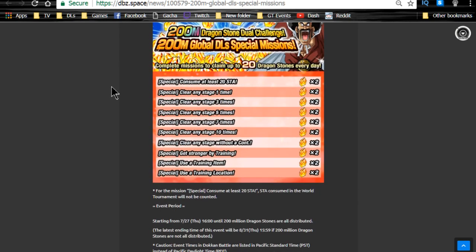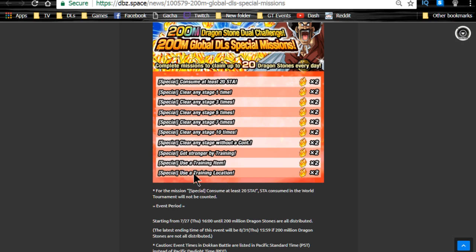Number 2, we have the 200 million Dragonstone Dual Challenge Special Mission Rewards. So these special mission rewards are completely separate from the daily ones I just went over. Consume at least 20 stamina, clear 10 stages, you get a reward at 1, 3, 5, 7, and 10, and then you have to clear a stage without a continue. That's all pretty damn doable, pretty easy to do as well. You could do anything that you really want.